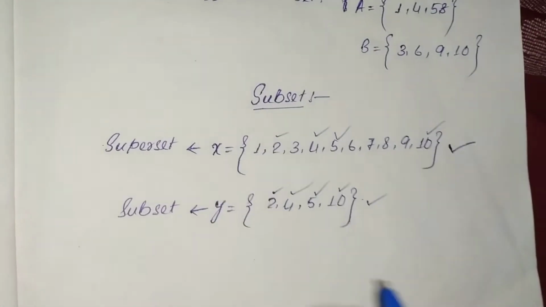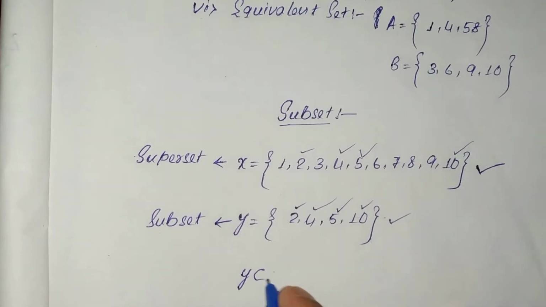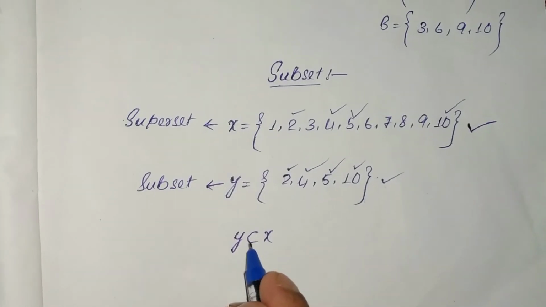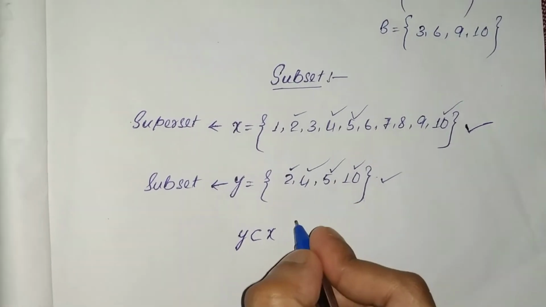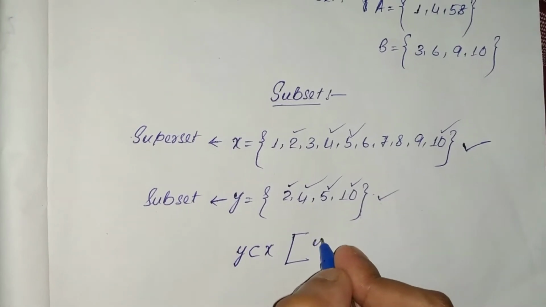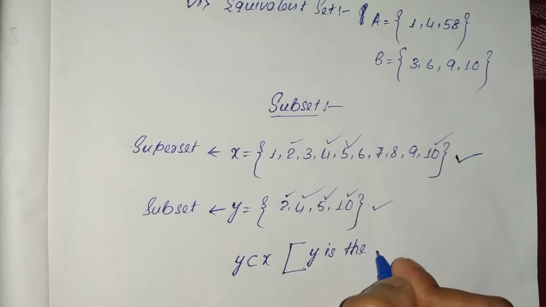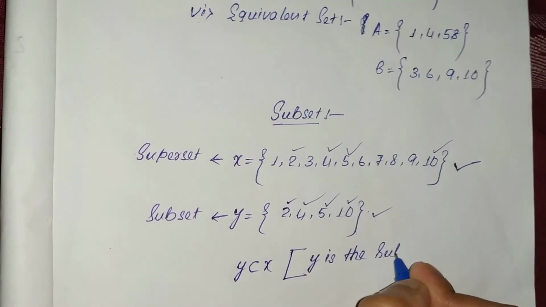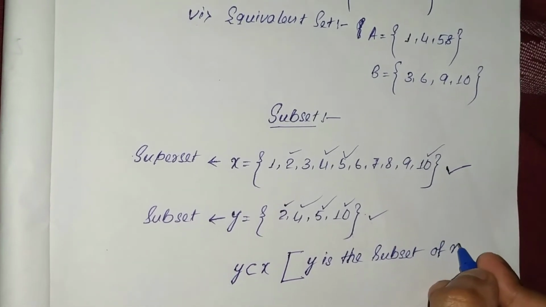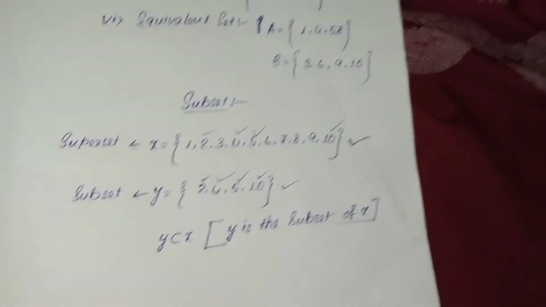We can write this as Y subset X. It's a subset symbol. Okay, this means Y is a subset of X. Okay, any doubt?